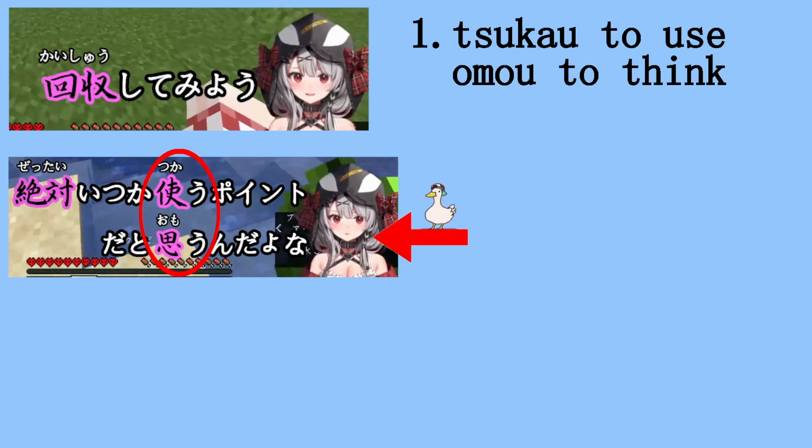Both of them are in the same phrase. It's tsukau, to use, and omou, to think. The nda is an ending similar to the "so" before and not part of the verb conjugation. Ending with nda adds an explanatory feeling to a sentence. So then let's look if these are Ichidan verbs or Godan verbs.